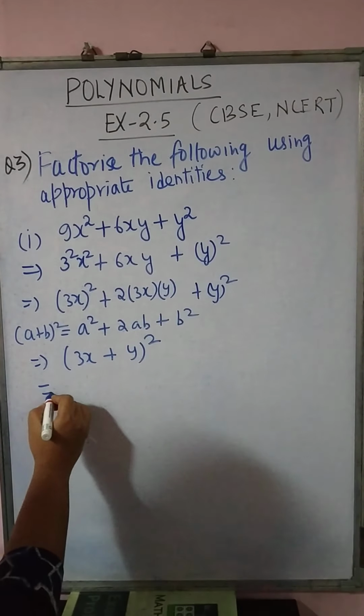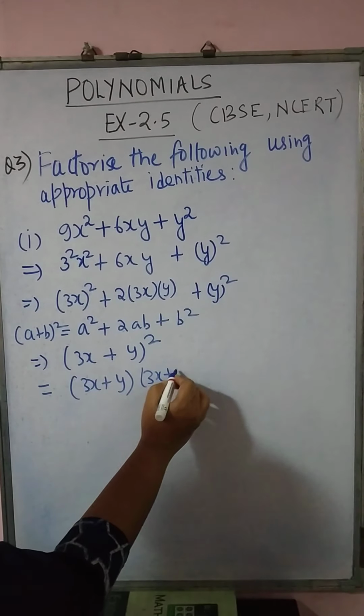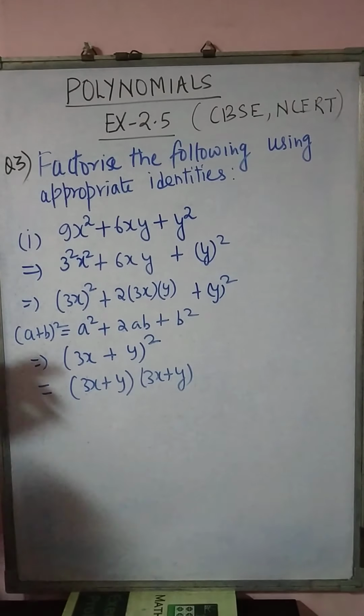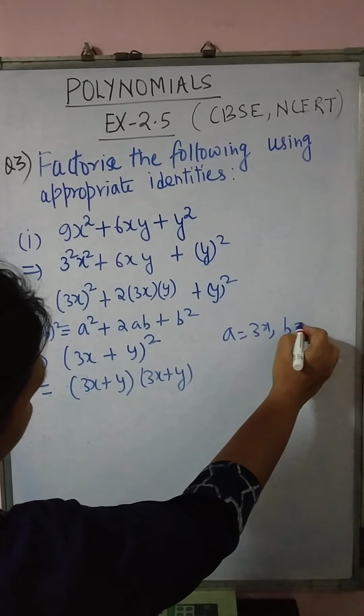One more step: 3x plus y into 3x plus y. Factorize means convert it into simplest form. So this is the answer. So a is 3x and b is y.